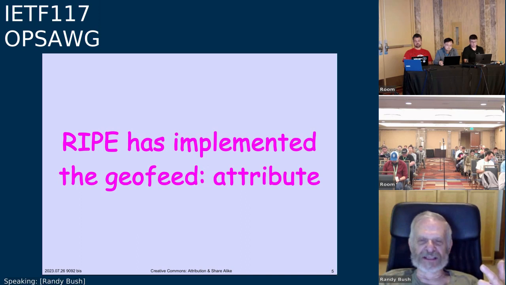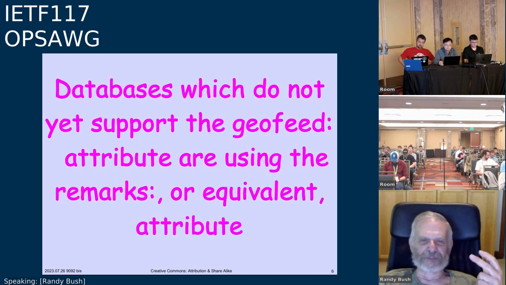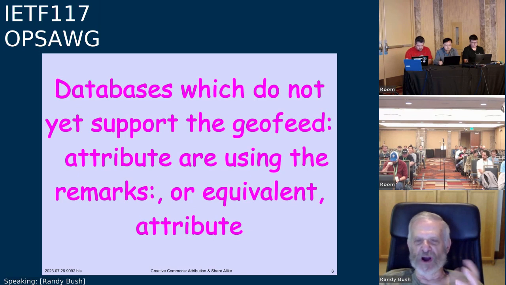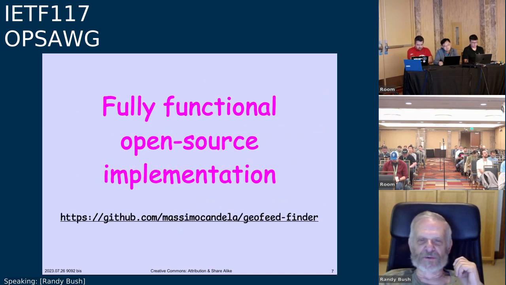RIPE has implemented the attribute, as you have seen in the above slide. Databases which do not support the geofeed attribute itself use comment sections known as remarks. So there's a fully functional open source implementation by Massimo, which gathers from all the RIRs in a batch FTP fashion, sucks it up and produces a single file for processors of geofeed data who want it.